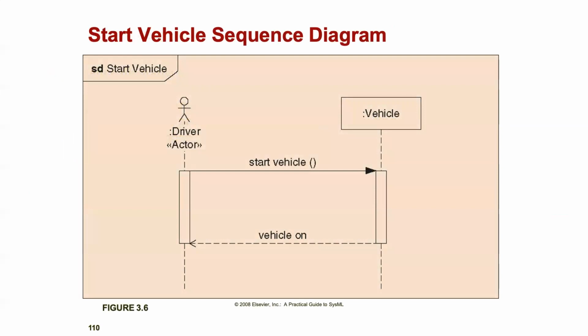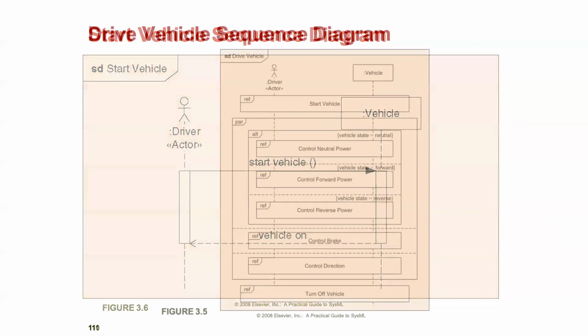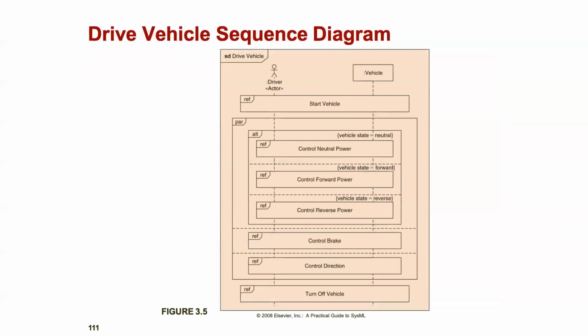We showed this already, but here is just an example of an exchange of information between a driver and a vehicle. The driver asks to start the vehicle, it is then started, and it responds and provides information to the driver so that the driver knows that the vehicle is on. We already showed this driver-vehicle sequence diagram, and this is just more examples of driving a vehicle.